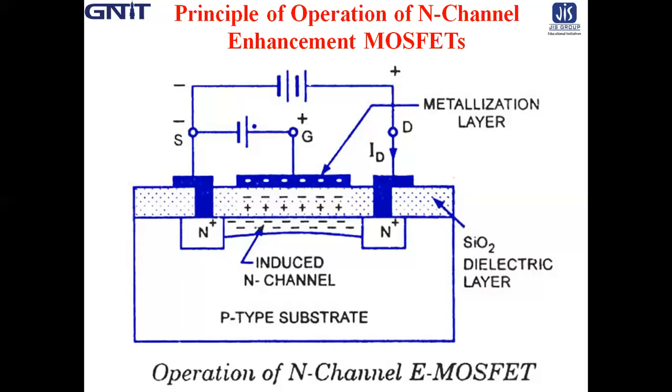The accumulation of electrons between the two n plus diffused regions forms a conducting channel, and current flows through the induced channel from the source to the drain. The magnitude of the drain current increases with the increase of positive gate voltage due to more and more accumulation of electrons in the top of the p-type substrate. Since the drain current is enhanced by the positive gate voltage, the name enhancement is appropriate for the N-channel MOSFET.